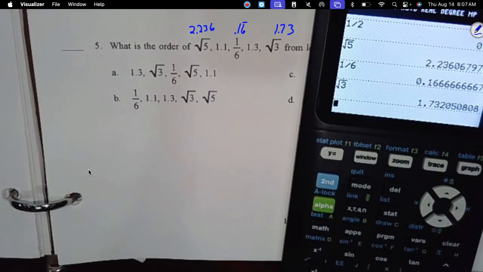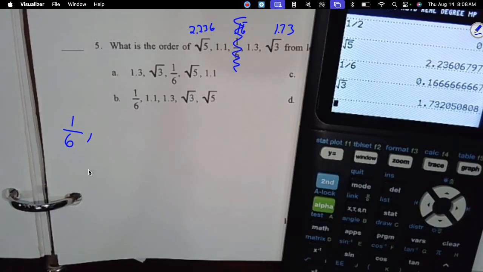None of these have negatives. Does everybody see all my decimals now? Which one of those is the smallest? That one has a 2. That one has a 1 out front. That one's a 0 out front. This one's the smallest, right? 1/6 is the smallest. So I'll write that down. So let me mark that one off.